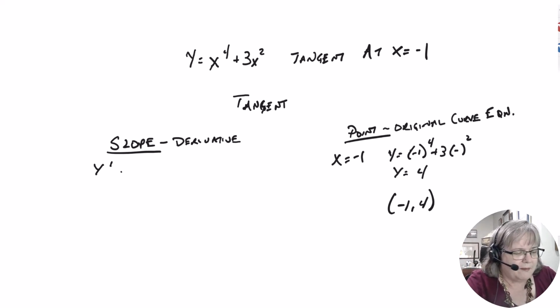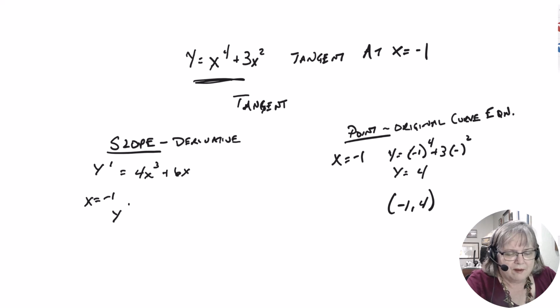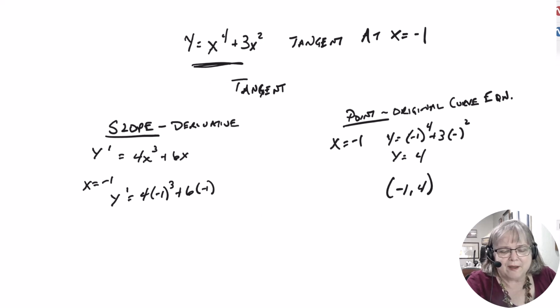So y prime is 4x cubed plus 6x when you take the derivative of this original function. So at x is equal to -1, y prime is 4 times -1 cubed plus 6 times -1. And students are always asking me, do I have to show you this step? And I go, no, not if you're always right. If you're always right and you never make a mistake, do not show me this step right here.